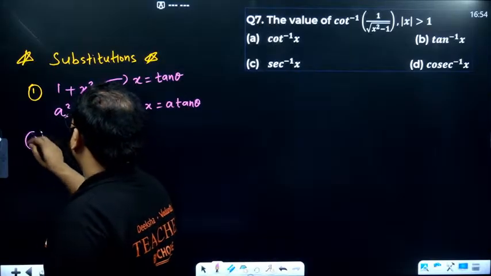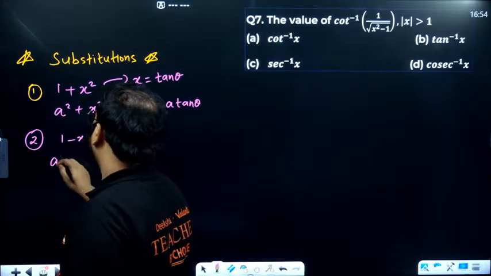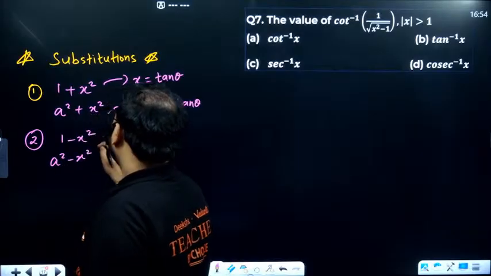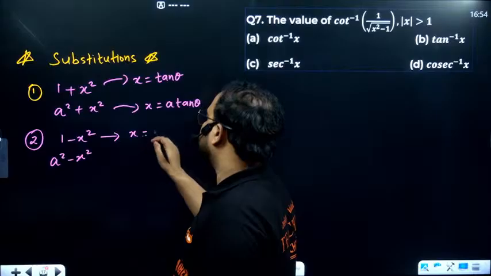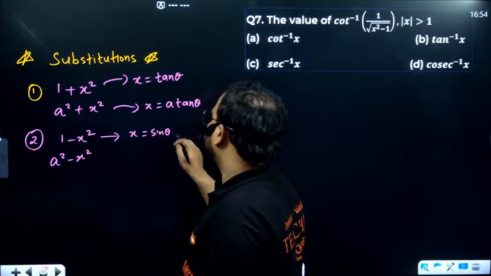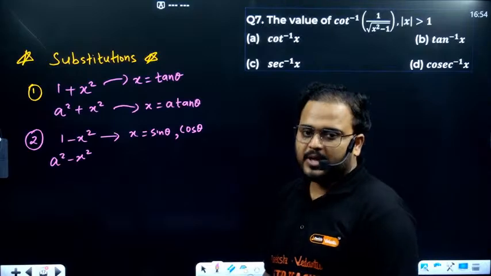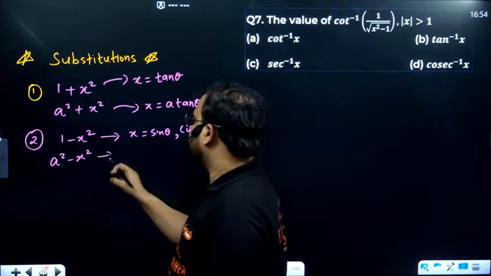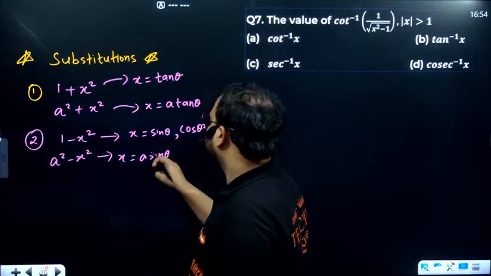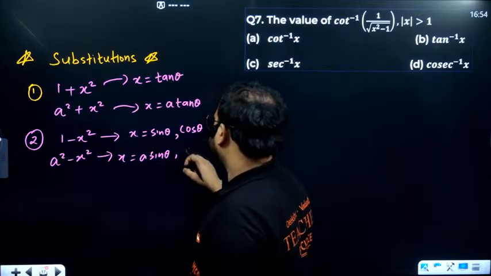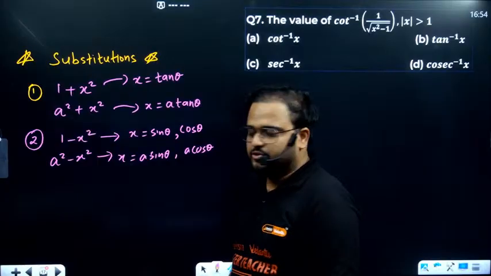Second one, if you have 1 minus x square or a square minus x square, in this case please take x as either sine theta or cos theta depending upon the question. Over here, x as either a sine theta or a cos theta depending upon the question.